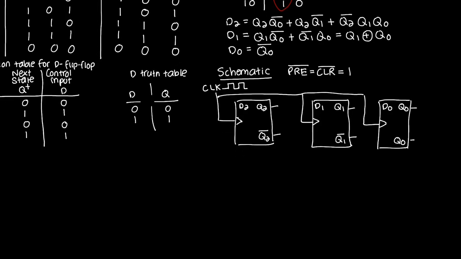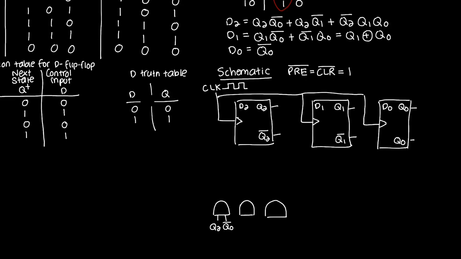And now I'm going to implement my Boolean expressions. So I'm going to write the corresponding schematic. I'm going to start with D2, which is by far the most complicated one. So that's this one over here. I have 3 product terms, so I'm going to put 3 AND gates. The input to the first AND gate is Q2, Q0 bar.